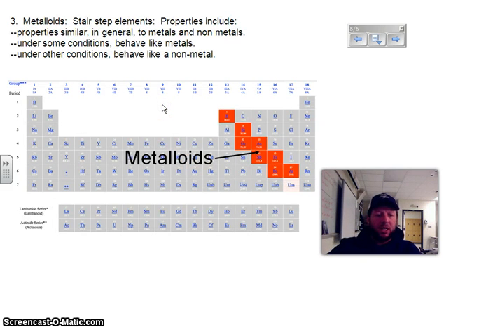And then the third one are the metalloids. Those are the stair-step elements, as you can see right here on the diagram. They kind of look like stair steps. That's why they call them stair steps. The properties are similar in general to metals and nonmetals. Under some conditions, they will behave like a metal. Under other conditions, they'll behave like a nonmetal. So those are the metalloids.